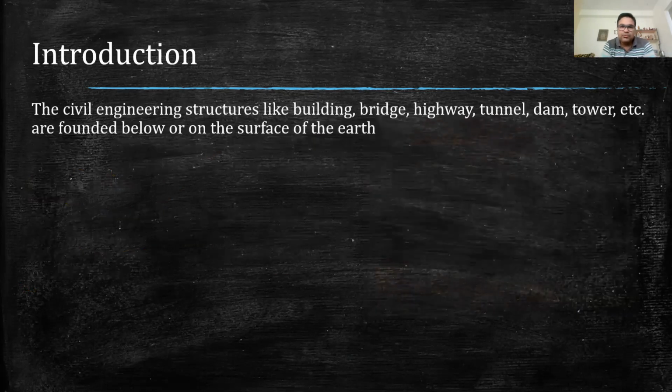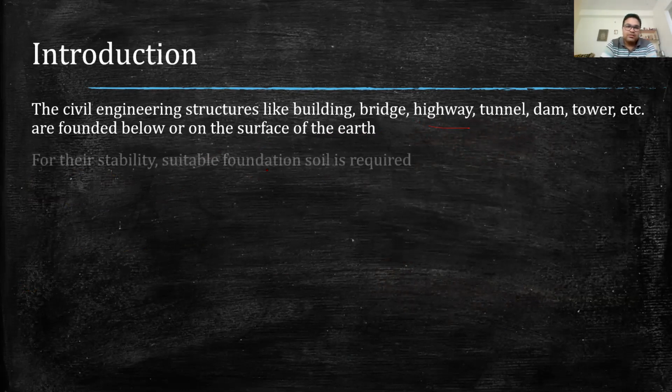Now we know that all the structures, whether it is a building, bridge, highway, tunnel, dam, tower, whether it is constructed below the surface or on the surface of the earth, they all have a foundation. And this foundation is basically placed on the soil. And therefore, for the stability of the foundation, we need to study the soil.